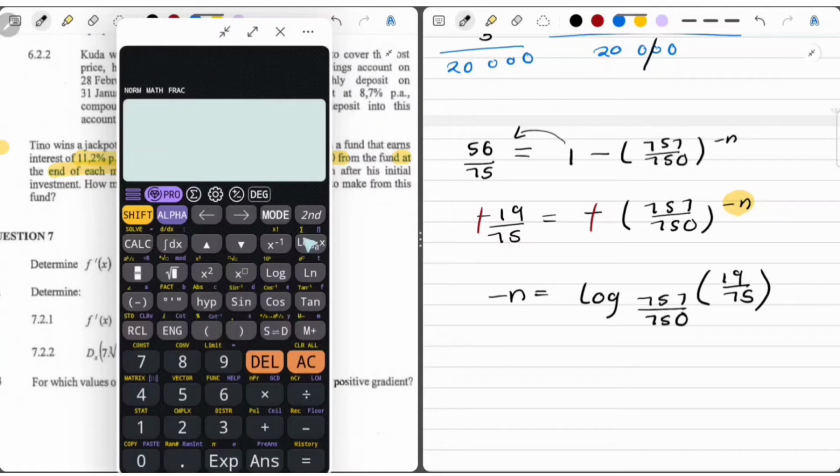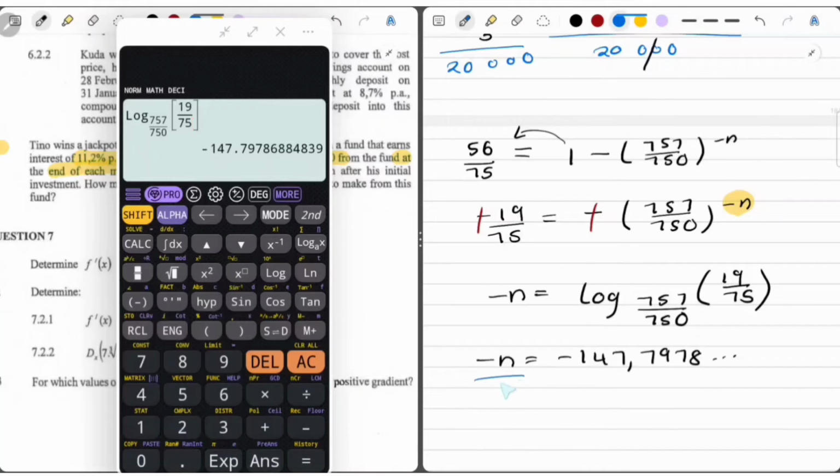So on the calculator, go to log, the one with the base, and you're saying log base 757 over 750, and then here you're going to put your 19 over 75, and this is what it gives us. Negative n is equal to negative 147.7978, and this keeps going.